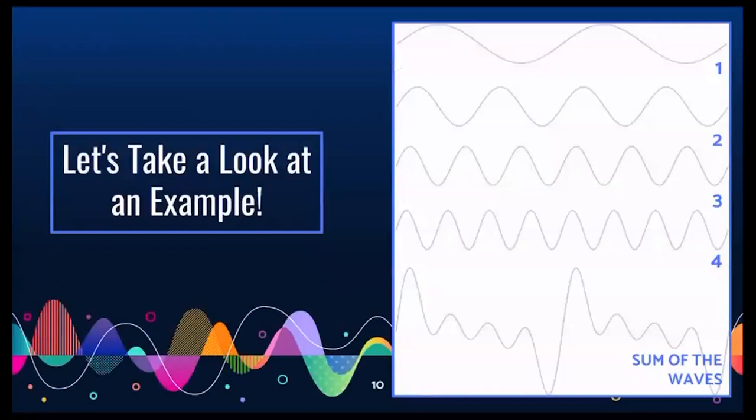So let's take a quick look at an example. So we have 4 waves here. And then these could be either sine or cosine waves. They're all different. They have different frequencies and periods. So if we add all these together here at the bottom, we get the sum of those waves, which creates this more complex, funky looking wave that can be broken down into those 4 components.